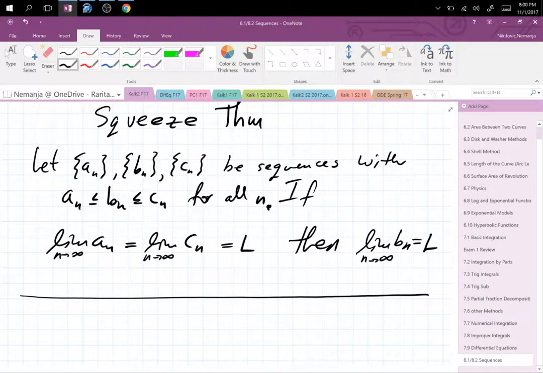You have a badly behaved sequence Bn, which, taking the limit, is just insanity. But then you have a nicely behaved An and Cn, which squeeze that one, and you find those limits. If those limits end up to be 2, then the limit for the one that is squeezed in between has to be 2 as well. That's the entire squeeze theorem, which is exactly the same as Calculus 1. There's nothing new there.